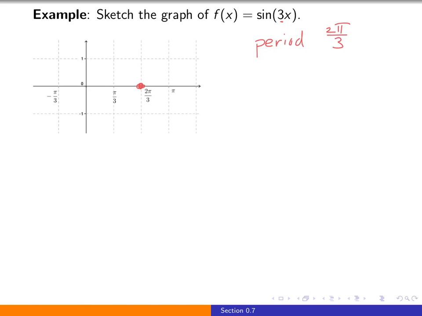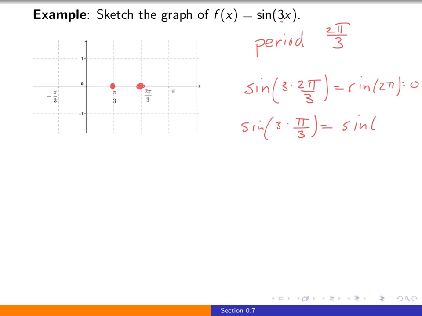So at 2 pi over 3 and then pi over 3, our function is going to be 0. Because note, if you have sine of 3 times 2 pi over 3, this is sine of 2 pi, which is 0. Sine of 3 times pi over 3 is sine of pi, which is 0. So if we think about what the sine curve looks like, we know that it starts off at 0, it goes up to 1, and then we can just continue this pattern on.